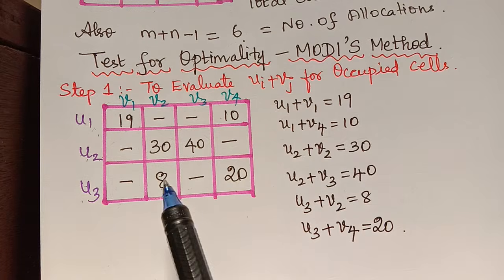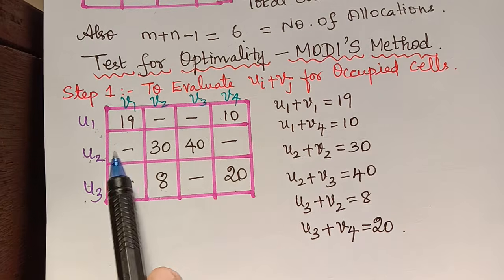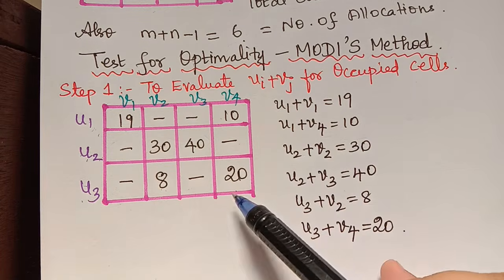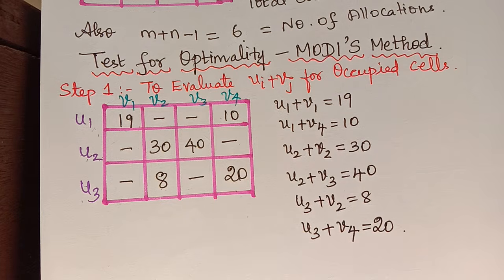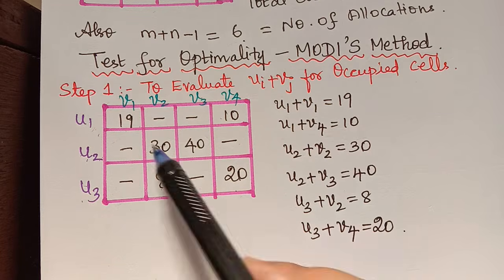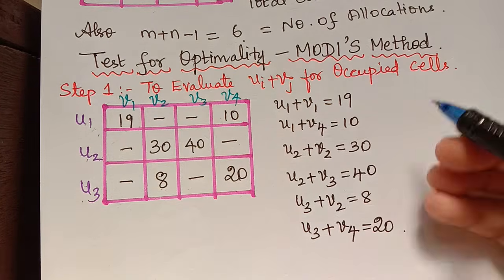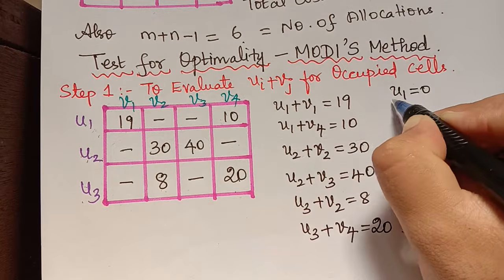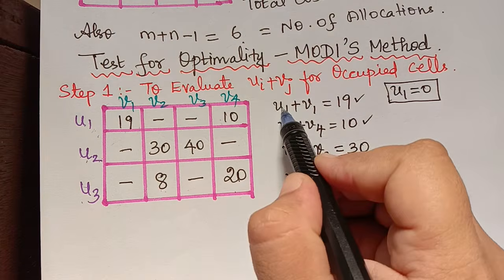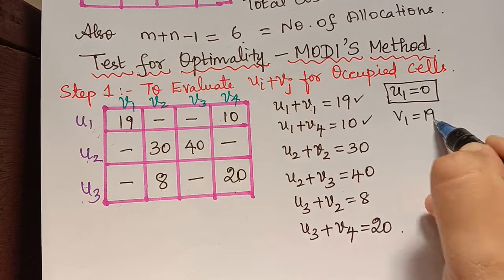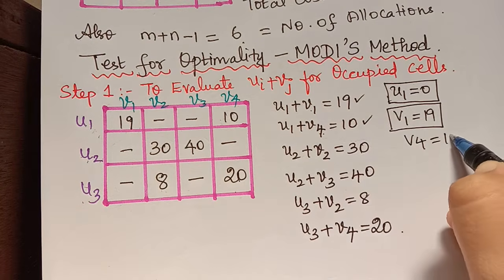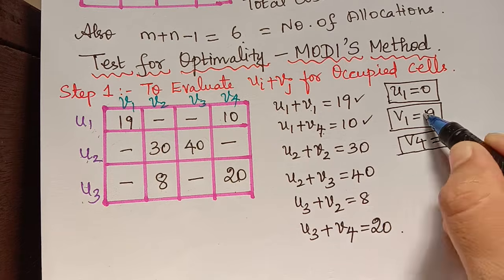Now we have to check for maximum allotments. If you see here, there are 2 allotments, and here also 2. Here it is only 1 allotment, 2 allotments, 1 allotment and 2 allotments. So the maximum is 2 allotments only. So we can choose any variable as 0 which has 2 allotments. I am choosing u1 to be equal to 0. What are the equations that have u1? This and this. So directly when we put 0 here, v1 will be equal to 19. And then v4 will be equal to 10. So we have assumed u1 to be 0 and we have obtained these two.